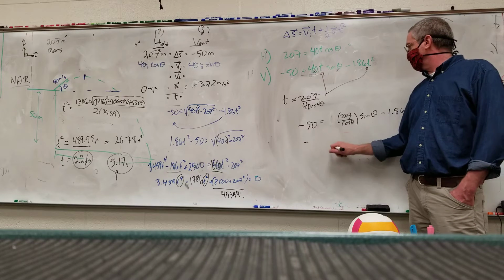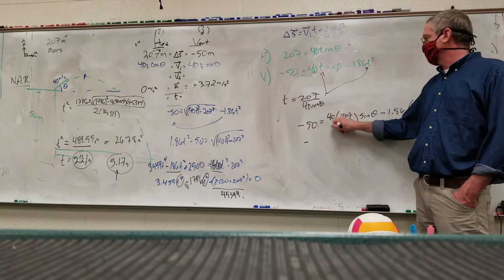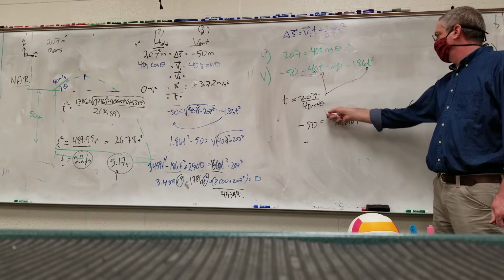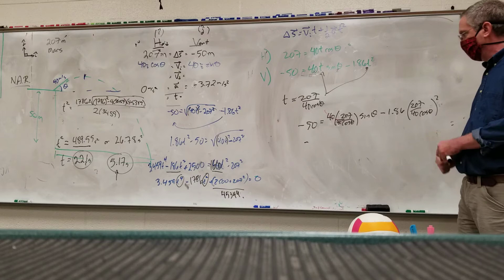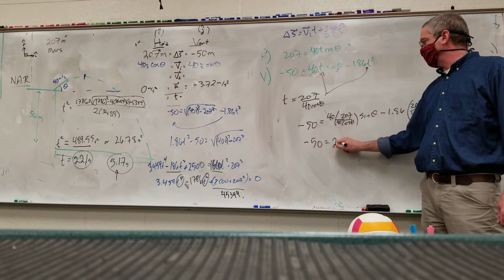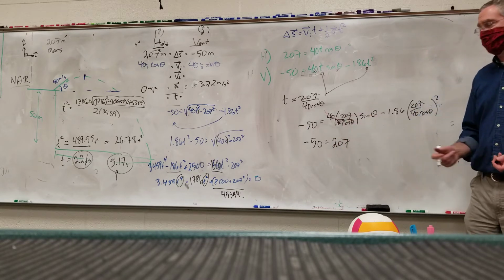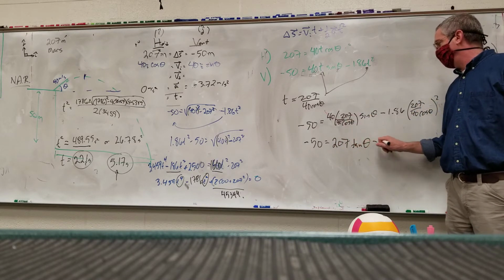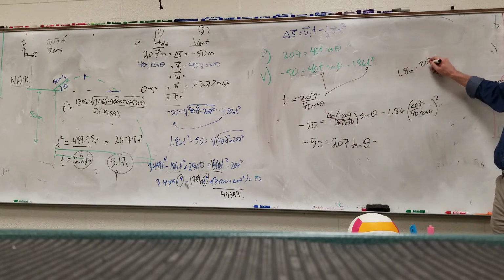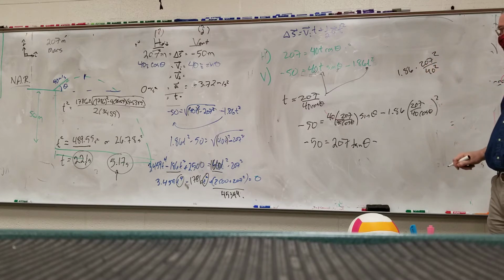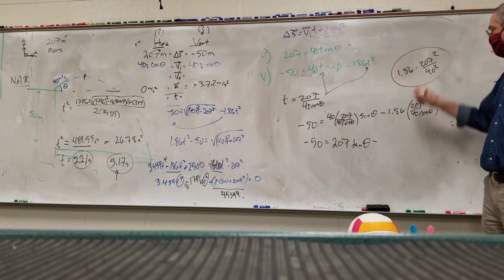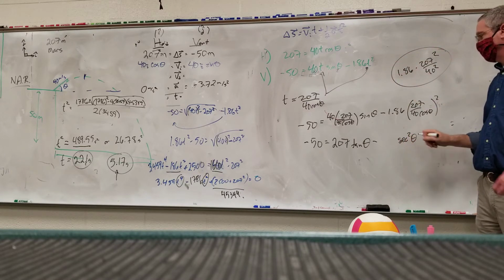Just for completeness, let me throw the 40 in there and then we're going to get rid of them. 40s cancel out. So negative 50 is equal to, well, I have 207, and then sine divided by cosine, which is tangent, minus, over here we have the 1.86 times 207 squared over 40 squared, and then we'll have 1 over cosine squared. So whatever that number is, times secant squared theta.